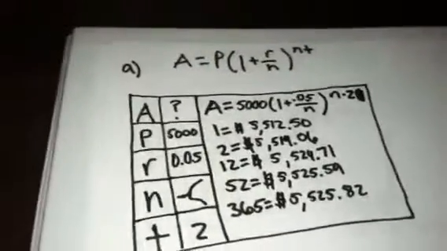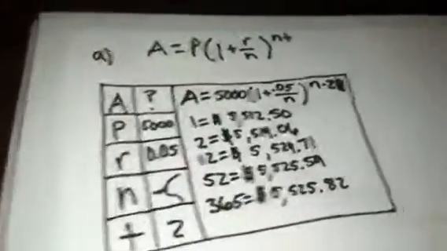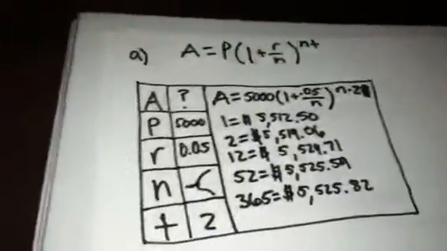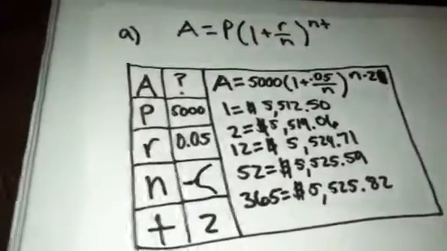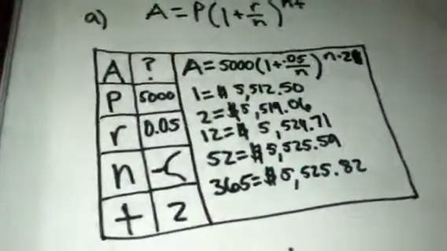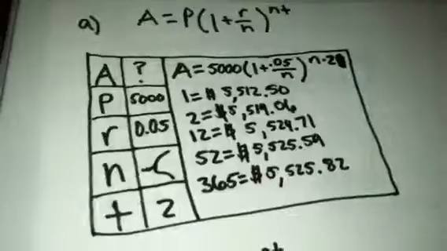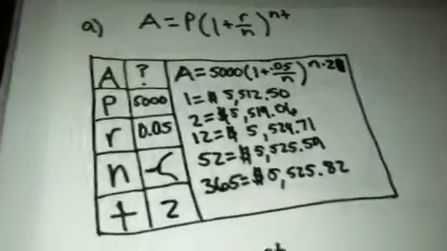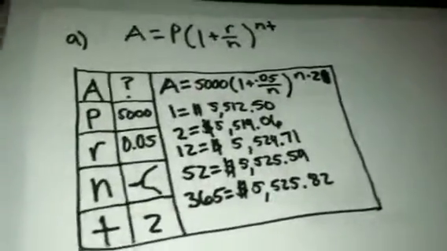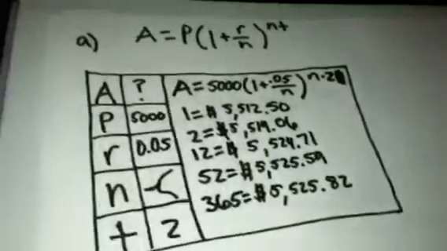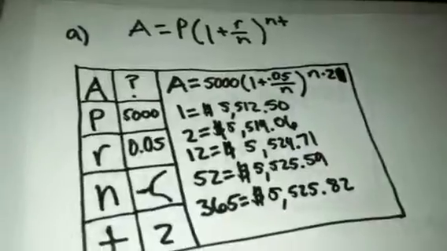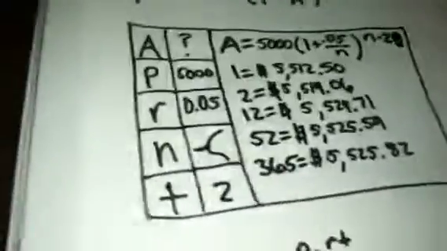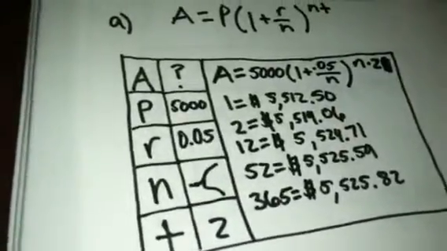Okay, so for the first problem, what we're doing is identifying each piece of the problem, and in the end we're trying to find what A equals. A would equal 5,000 times 1 plus the rate, which is 5%, but we convert it to 0.05, over n, and then we put that to the n times 2, and then we plug it into our graphing calculator.